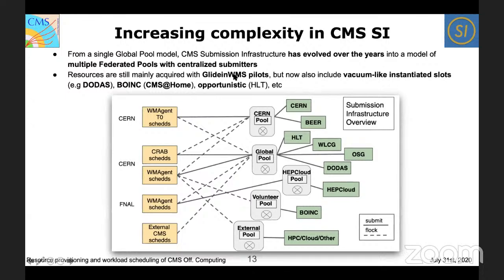Most of the resources are still acquired by submission of Glide WMS pilots, but now we have also vacuum model instantiated slots, for example, with this DODAS project, which are directly joining the pool. We also have Boeing resources, these opportunistic, which are kind of VMs, the HLT VMs connecting directly to a pool, etc. And of course, the several components of HPCs.